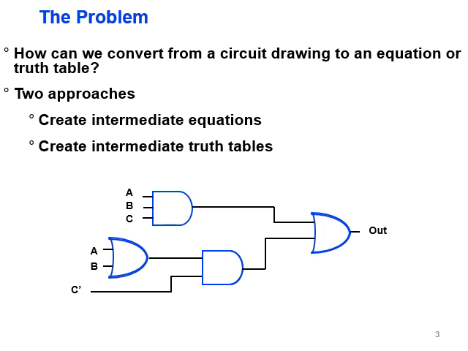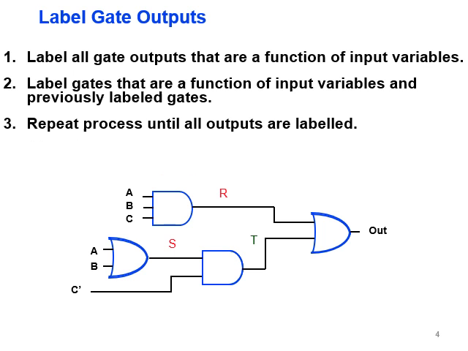Now, what is the problem we are going to discuss in this topic? How we can convert a logic circuit drawing into an equation or truth table. As an example, you are given here a logic circuit drawing, and you have ANDs, you have ORs, many inputs and one output, sometimes intermediate outputs. Now there are two approaches. The first approach is to create intermediate equations, and the second is to create an intermediate truth table. Let me start with the first one.